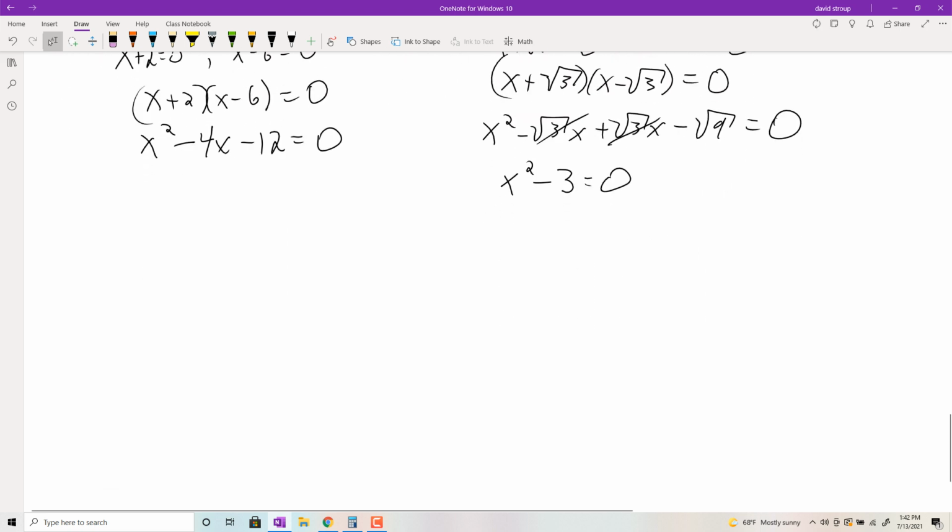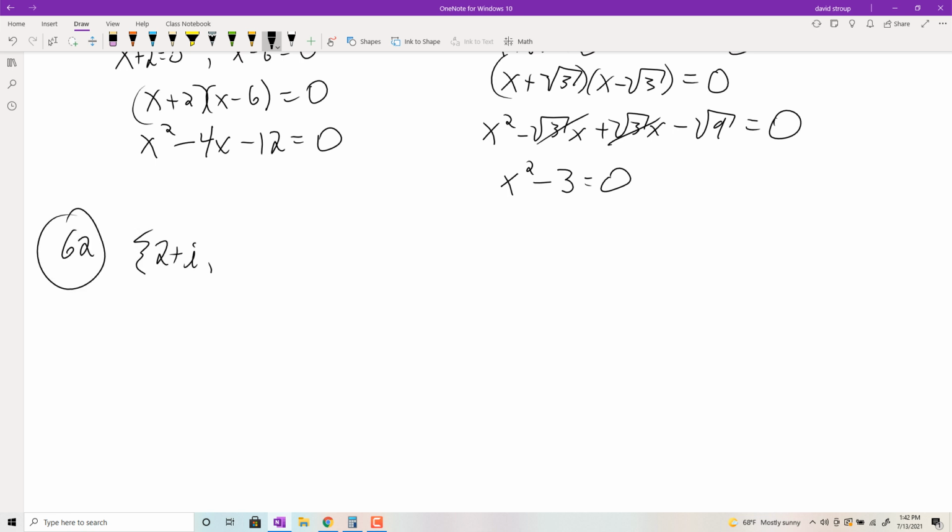Let's look at one more with imaginary numbers, and then we'll look at some applications, and then go to my math lab. So here's 62. I have 2 plus i, and then 2 minus i. So again, sort of back engineering.